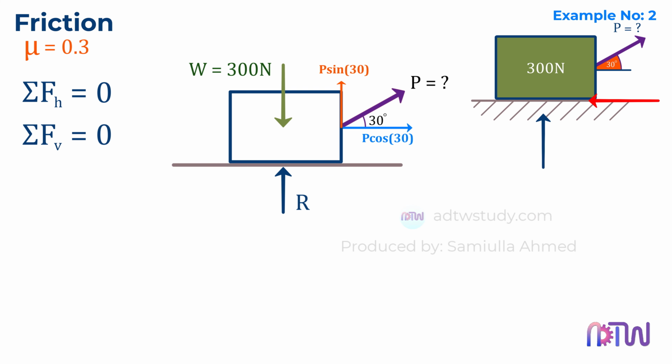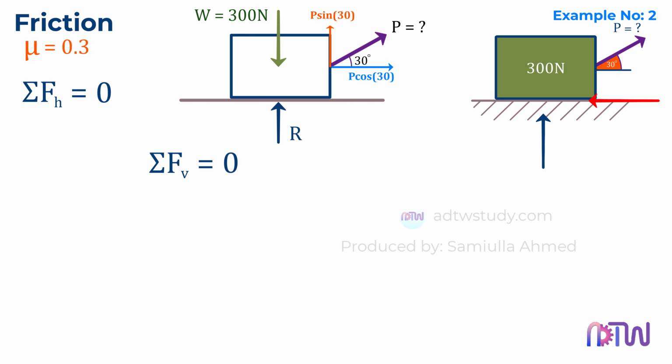Now, let's sum up the vertical forces. While summing the vertical forces, we consider all forces acting up as positive and all forces acting down as negative. With this convention, we have P sine 30 plus the normal reaction force R, minus the weight of the box, 300 newtons, equal to 0. Let's substitute the values of known forces. In this case, we only know the weight of the box, which is 300 newtons. Now, we rearrange this equation.